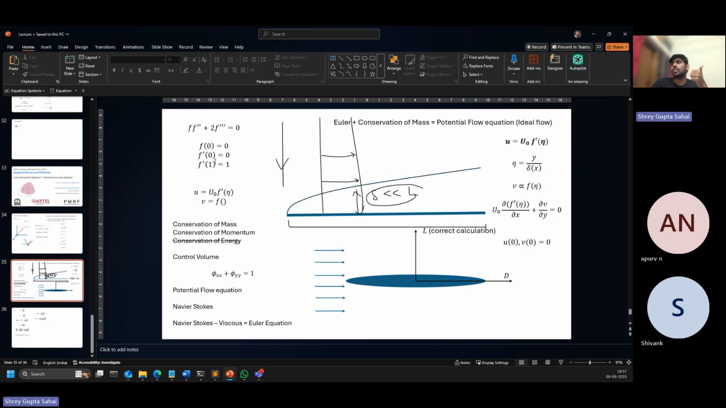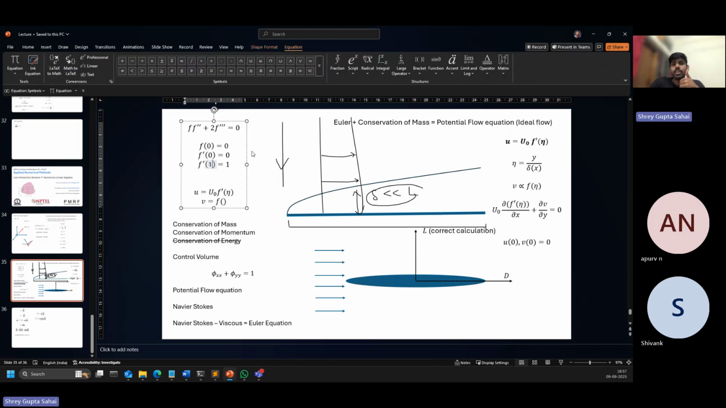One important thing to note there is that this should not be f dash of 1. It should be f dash of infinity. Now you will get confused, isn't it? Why not 1? Why not one is because there is no sharp definition of boundary layer. You understand? Boundary layer is varying along x, essentially in the x direction.